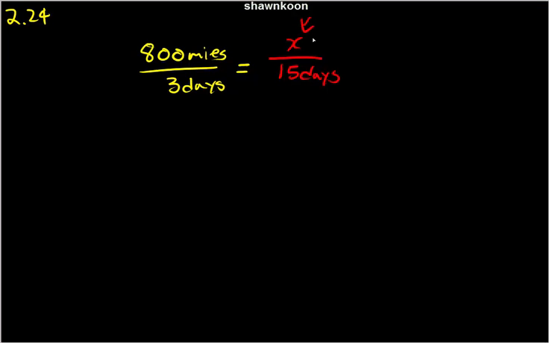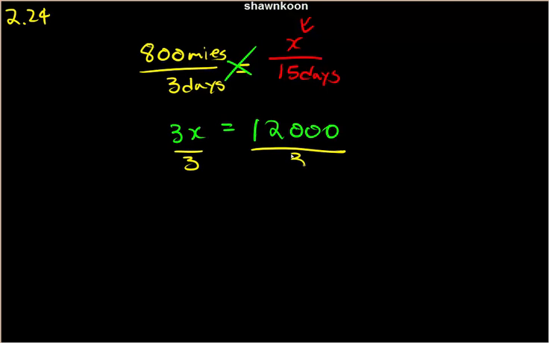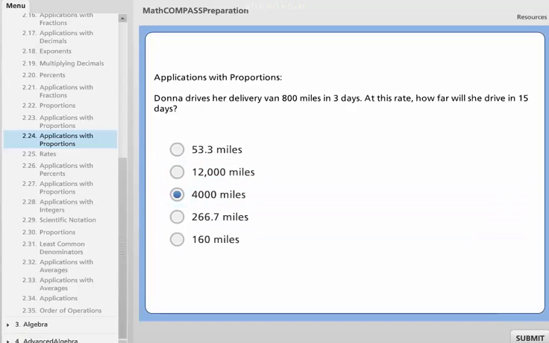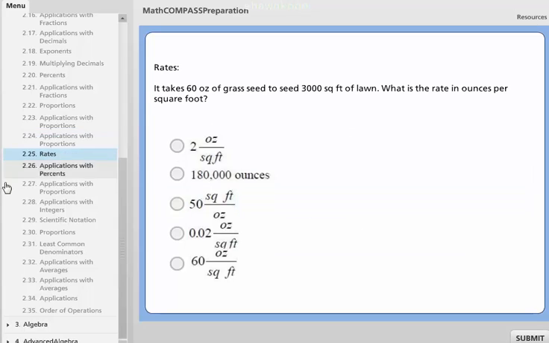So in order to do that, we cross multiply, and 3 times X is equal to 800 times 15, which is 12,000. And the next thing we do, we divide by 3. So we get x equals 4,000. So the answer should be 4,000 miles, right? Yeah, perfect. And we got the correct answer.